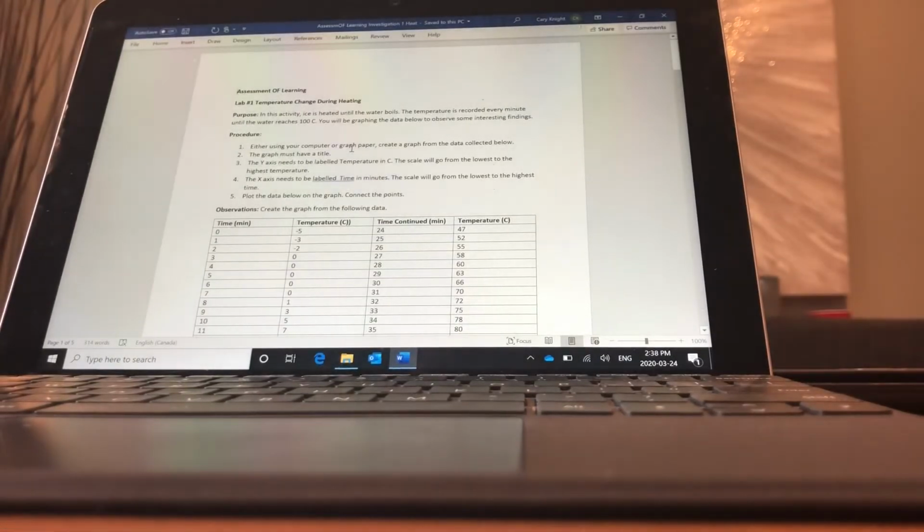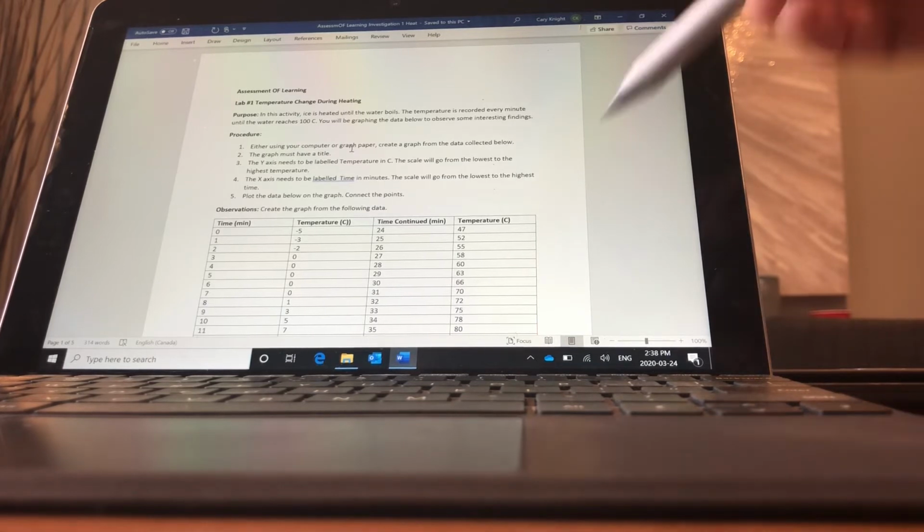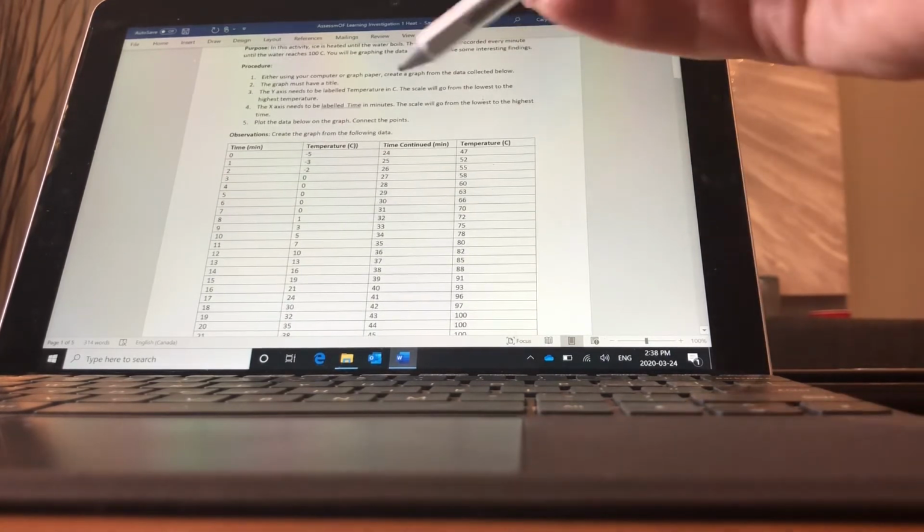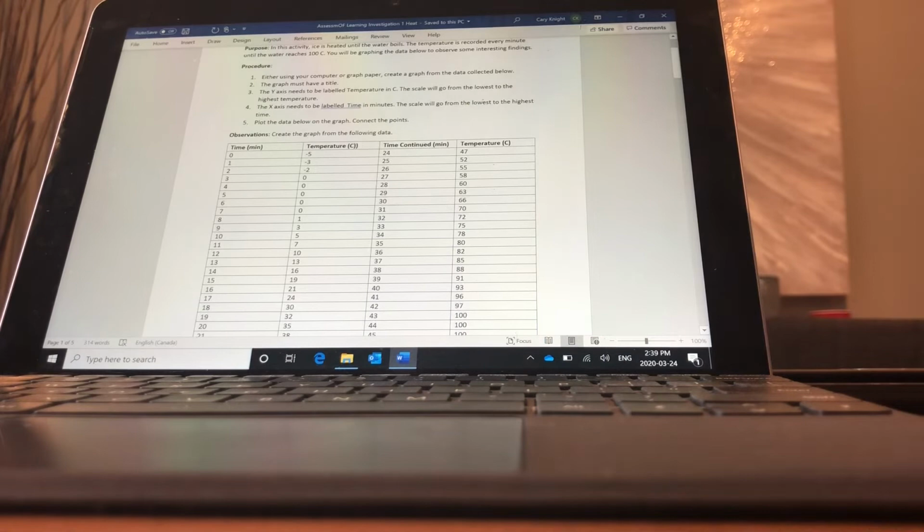Okay, I've shared all of this with you guys on OneNote, so hopefully you are following along with that. So let me just go through the lab with you so you understand exactly what I want you to do. All right, so the purpose of this lab is we are going to be melting ice, adding heat consistently until it boils. Here's the data that you guys would have collected.